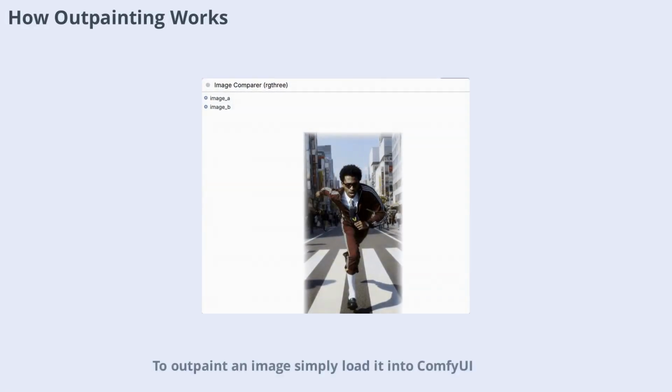To outpaint an image, simply load it into ComfyUI, connect it to the Pad Image for Outpainting node, and adjust the padding values to extend the canvas. By providing positive and negative prompts, the model generates new content in the extended area, blending it naturally with the original. Outpainting is more than just expanding borders. It's about building upon the existing scene, introducing new elements, and enhancing the overall composition. This technique is key for creating immersive cinematic worlds.